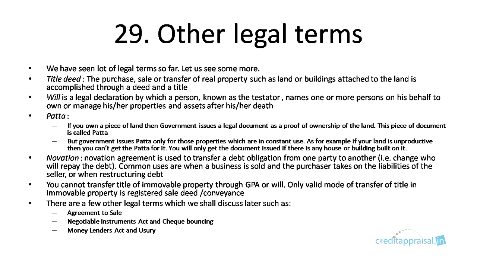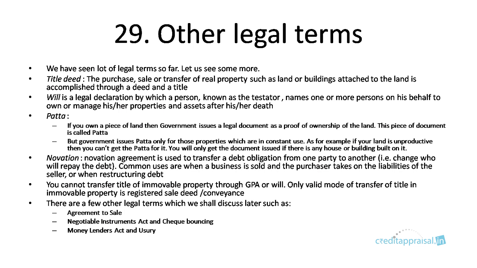Patta, you must have heard of this. If you own a piece of government land, a land which is vacant, then the government will issue a legal document as a proof of ownership of that land. That document is known as patta. But the government issues patta only for those properties which are in use. For example, if there is a land that is unproductive, you can't get patta for it. You'll get the document only if there is a house or building on it.